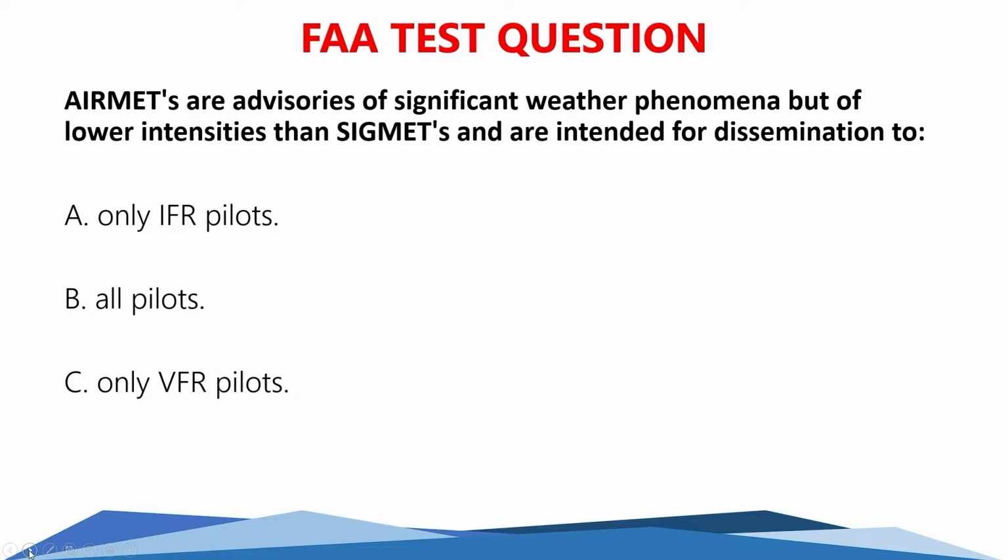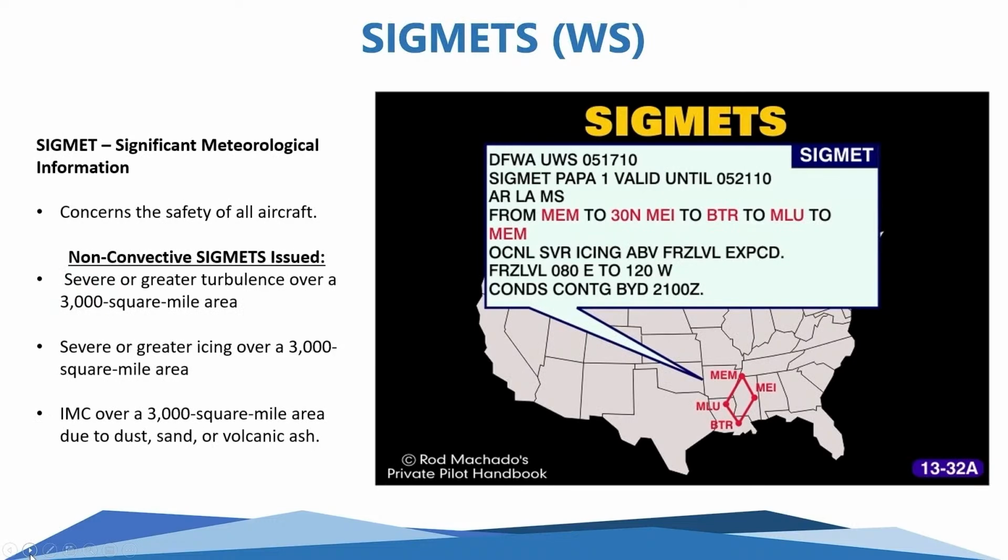A couple people on A and C there, but AirMets, and really all AirMets and SIGMETs, are going to go to all pilots regardless. So these are going to be disseminated to all pilots, and really it's going to enhance safety at the end of the day. So SIGMETs are basically larger versions of an AirMet, and this stands for significant meteorological information. And these are going to be advisories of non-convective weather that is potentially hazardous to all aircraft, both big and small. So this is potentially hazardous also to those larger airliners as well.